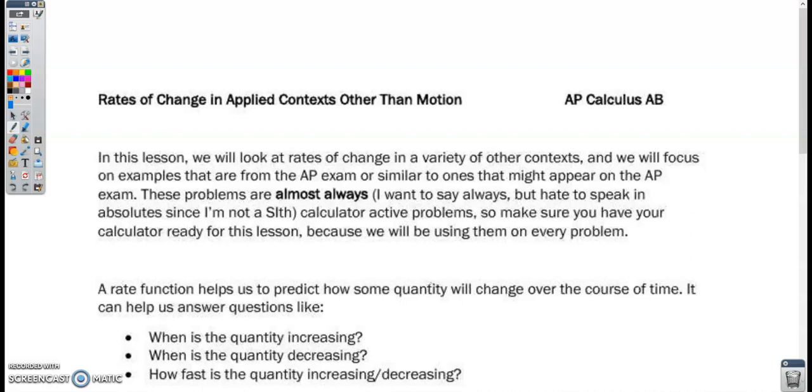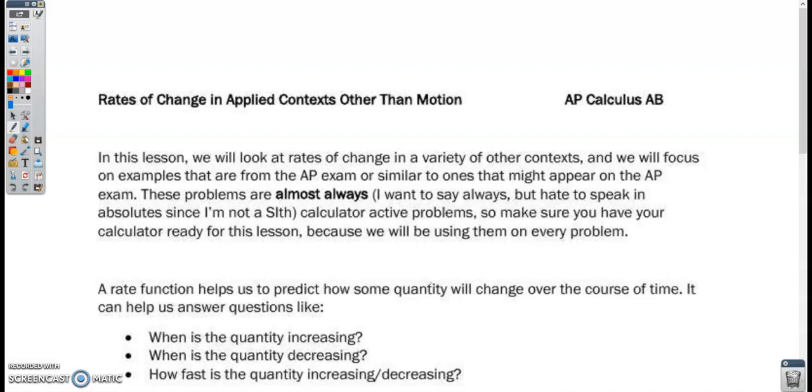What we're going to do is look at rates of change in a variety of contexts other than straight line motion. Straight line motion kind of stands out as the number one way that we see rates of change in applied context, and then we have other types of problems involving rates of change. These problems are almost always calculator active, so make sure you have your calculator ready, because we're going to use it on every single problem today. A lot of these are sampled from old or more recent AP exams.